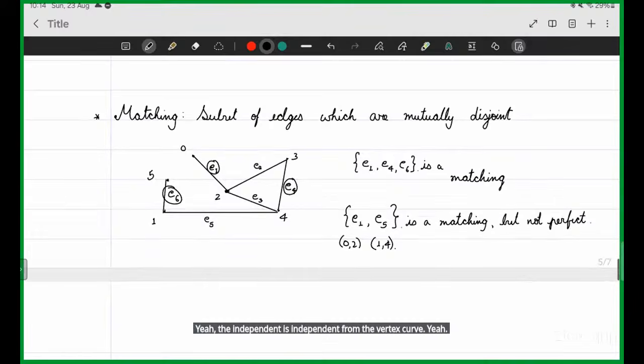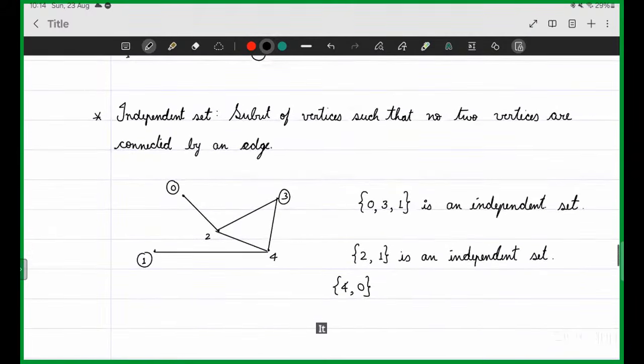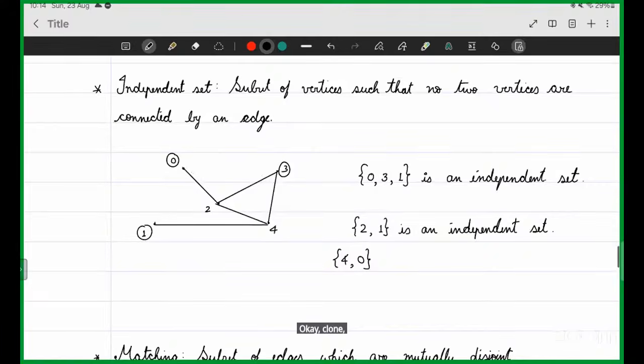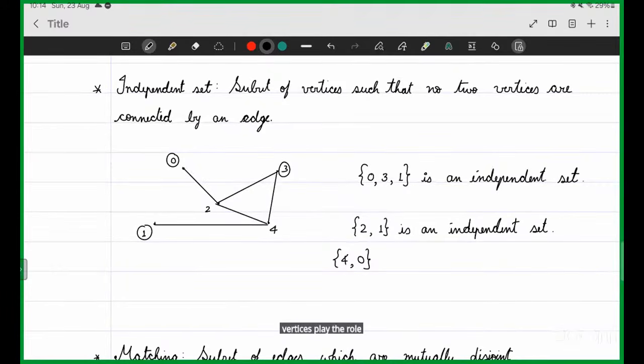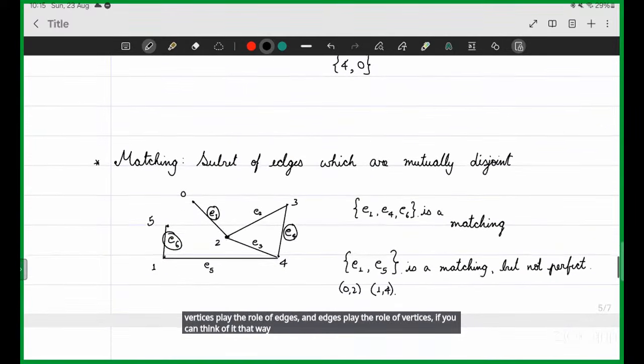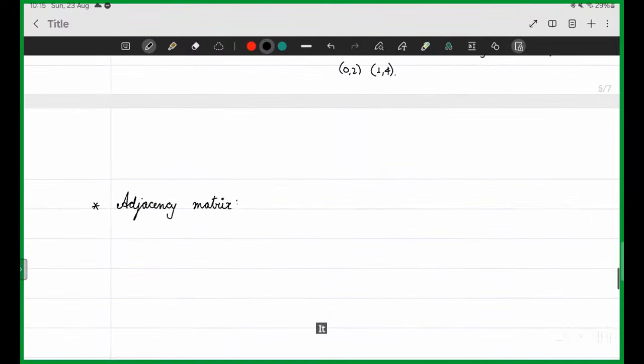Independent set is likely the opposite of matching, right? It's not opposite. What do you mean by opposite? Something like a dual. I don't want to go into the dual of a graph, but here vertices play the role of edges, and edges play the role of vertices. If you can think of it that way, then yeah, that is one.